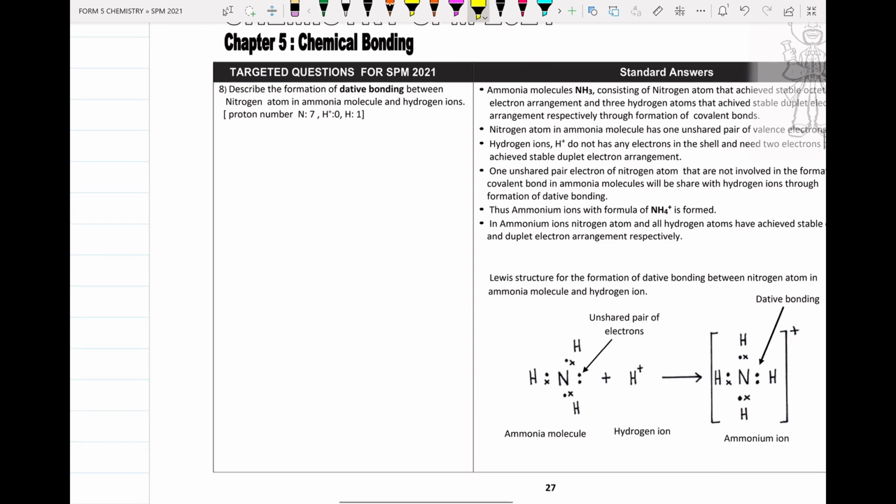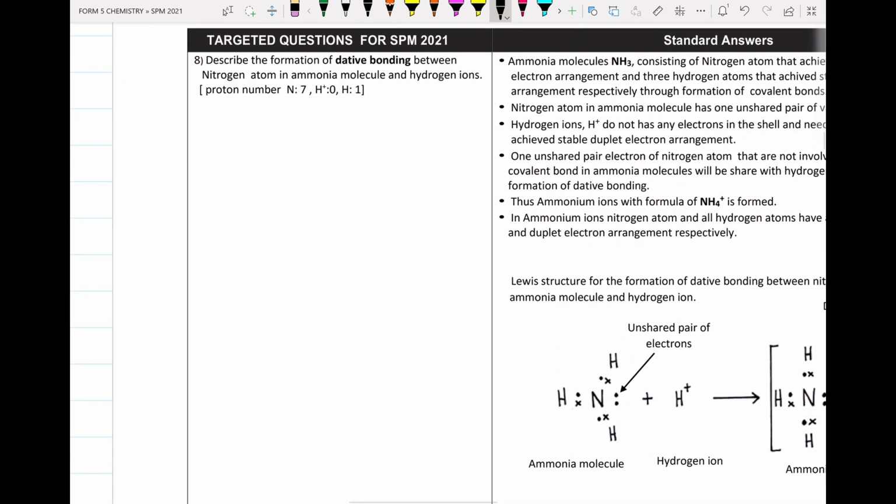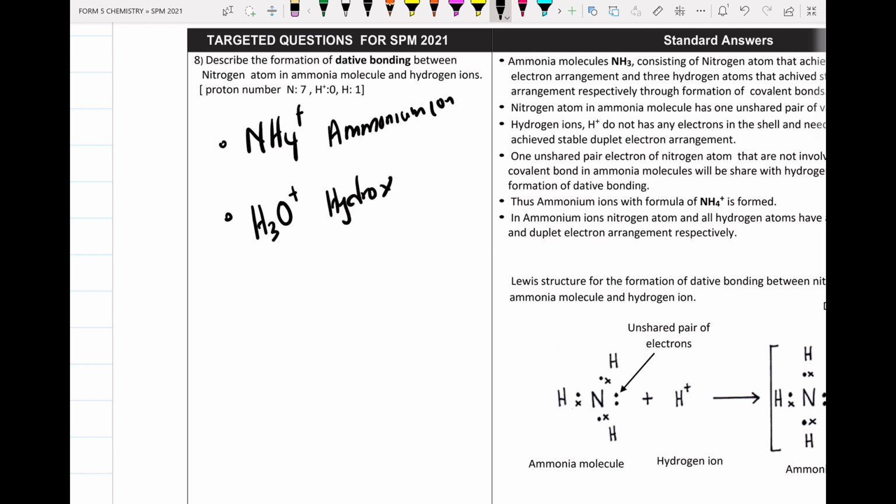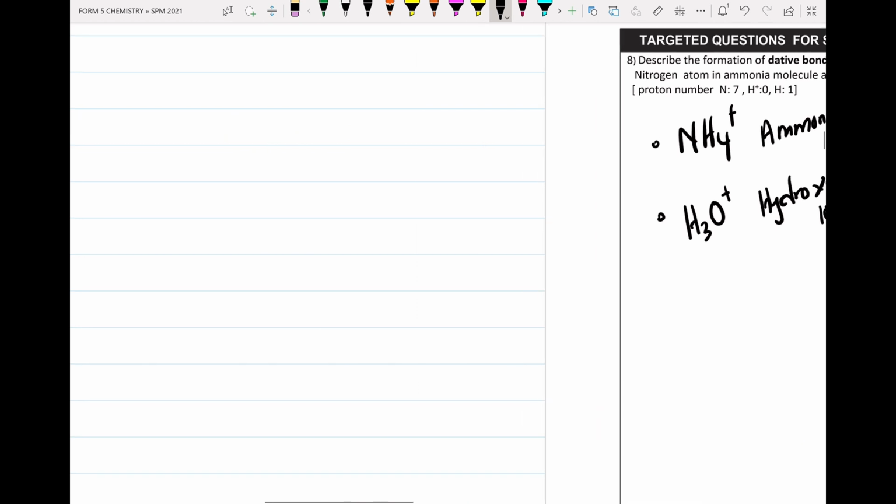Alright, we move on to the next one, dative bonding. For examples of dative bonding, please remember, number one is the formation of ammonium ion. Number two, we can see the formation of dative bonding in hydroxonium ion. So how to draw for hydroxonium ion? When we take a water molecule combined with hydrogen ion, it will form hydroxonium ion.